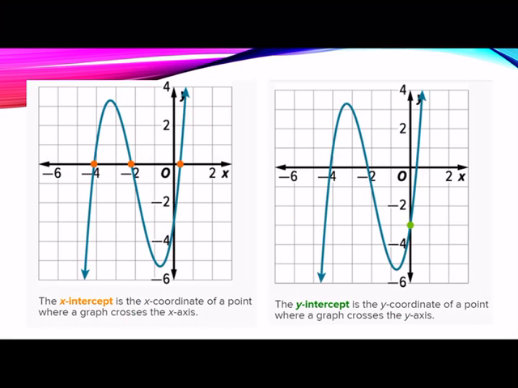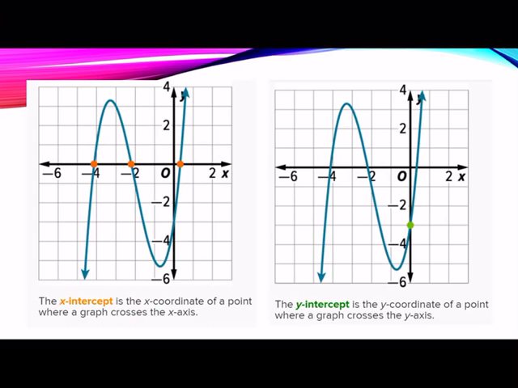Okay, so the x-intercept. Here in the orange, we have our x-intercepts. So it looks like I have an x-intercept. Well, they're all in between, so we would have to estimate. But the orange is where the graph crosses the x-axis. It can cross the x-axis multiple times and still be a function.